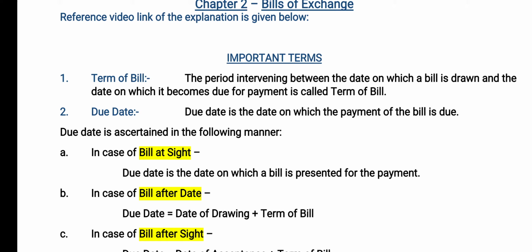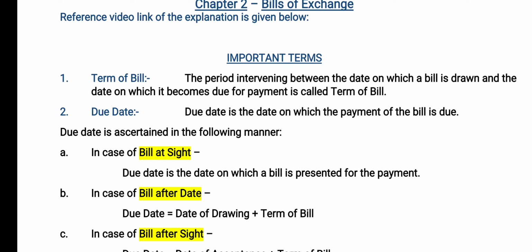Next is due date. Due date is the date on which the payment of bill is due. The date on which the payment is due is known as due date. Like I have given you the example of 1st of April and till 1st of June, 1st of June will become the due date.